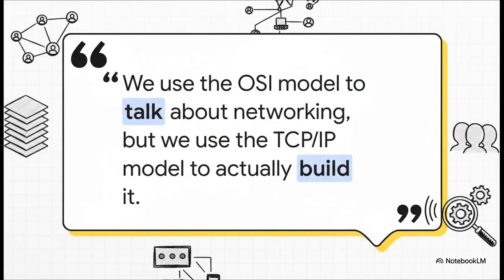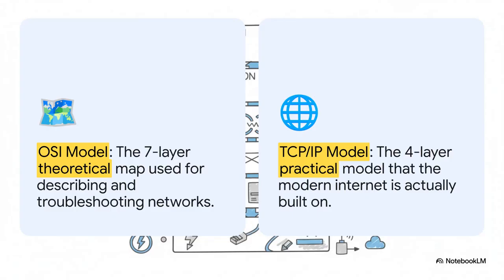This quote says it all perfectly. The OSI model is our common language, it's our diagnostic framework, it's the beautiful theoretical ideal of how things should work. But in the real world, the internet actually runs on a more streamlined 4-layer model called TCP/IP. You can see it basically combines the top 3 OSI layers into a single application layer, and it squishes the bottom 2 into a network access layer.